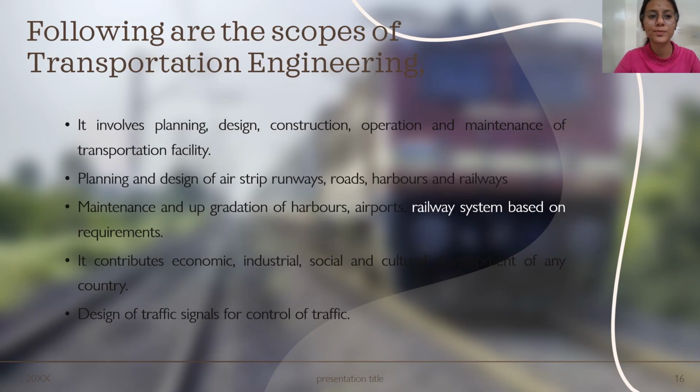Now let us see some scopes of transportation engineering. It involves planning, designing, construction, operation and maintenance of transport facilities. Planning and designing of air trips, runways, roads, harbors and railways. Maintenance and upgradation of harbors, airports, railway systems based on requirements. It contributes to the economic, industrial and sociocultural development of any country. Design of traffic signals for control of traffic.